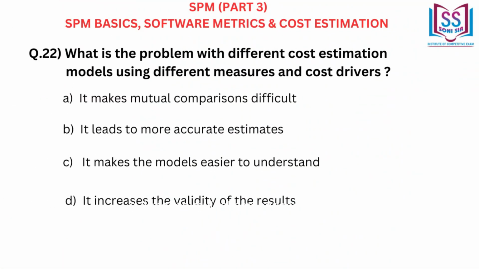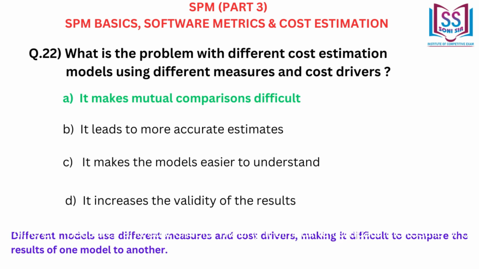What is the problem with different cost estimation models using different measures and cost drivers? A. It makes mutual comparisons difficult. B. It leads to more accurate estimates. C. It makes the models easier to understand. D. It increases the validity of the results. Correct answer A. It makes mutual comparisons difficult. Different models use different measures and cost drivers, making it difficult to compare the results of one model to another.